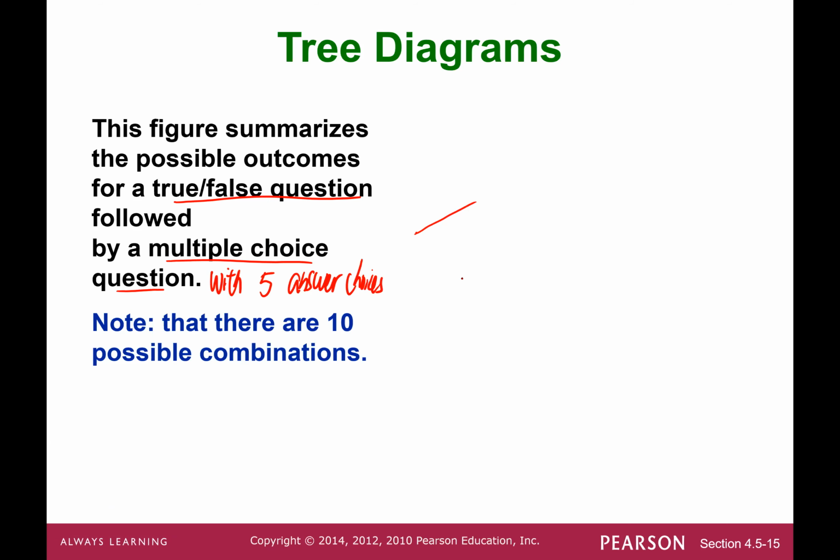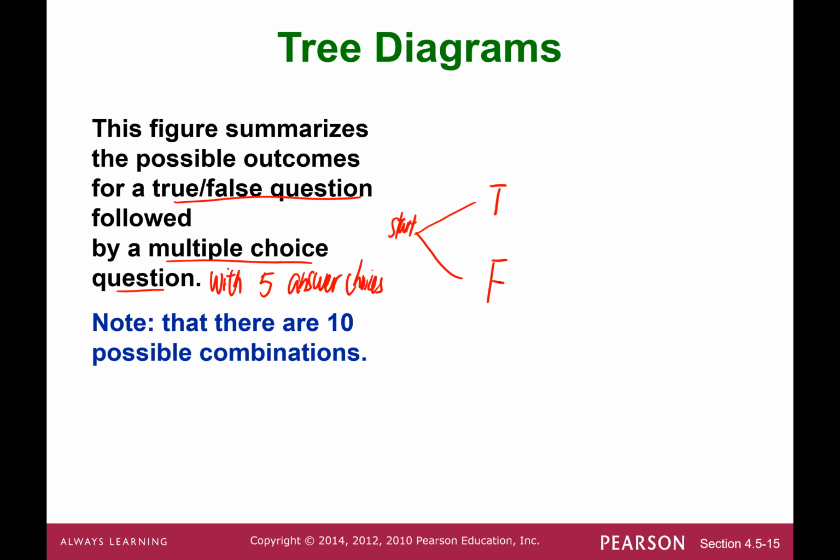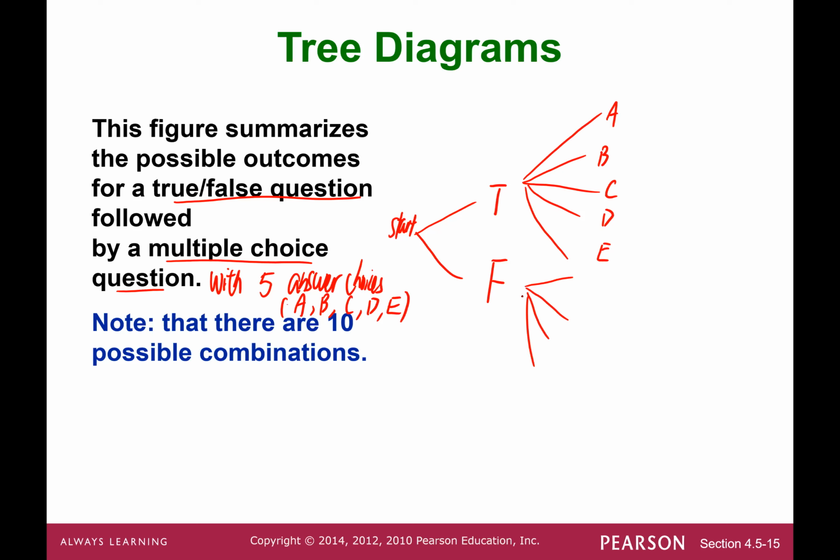So we're going to construct a tree diagram. We start here. Now for the first question, we only have 2 answer choices, either true or false. And by the time you get to the second question, you have 5 answer choices, A, B, C, D, E. So 1, 2, 3, 4, 5.